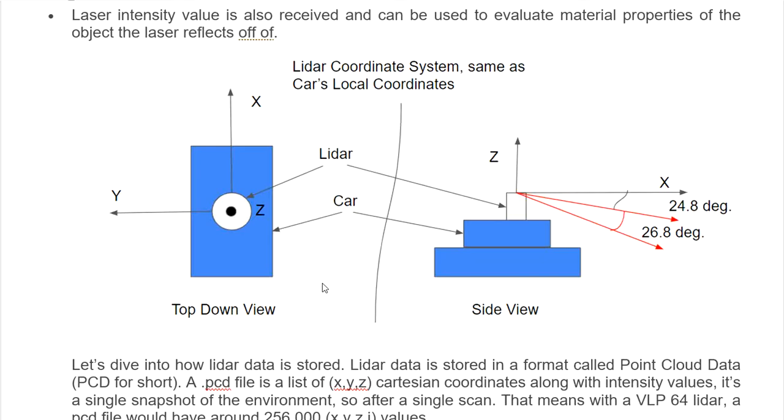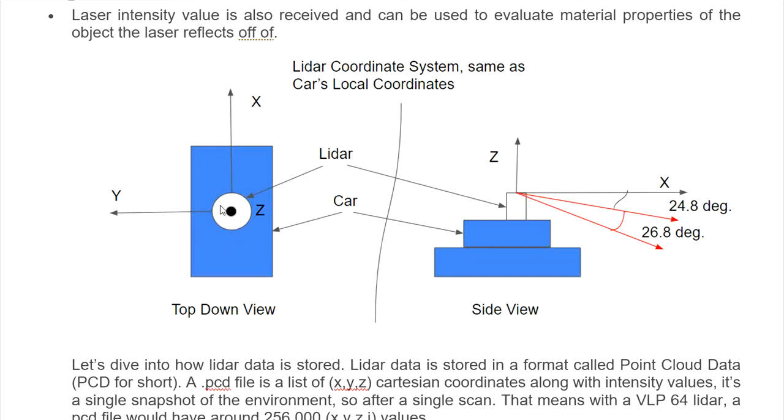Intensity: when you look at the tree in the LiDAR view, you can see different colors. The colors show the strength of the signal that the laser sends to the object and that comes back. From that, you can know the property of the object the laser points to.